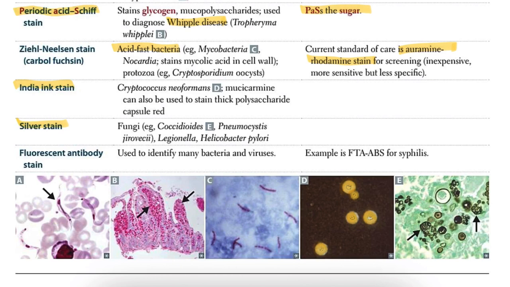Okay. So next one we can see is fluorescent antibody. In fluorescent antibody, the antibody is tagged with a fluorescent dye, and we can see some organisms glow under the ultraviolet. You can see here, this will glow under the ultraviolet. For example, fluorescent antibodies for syphilis, like Treponema pallidum. Okay. So these are the things.